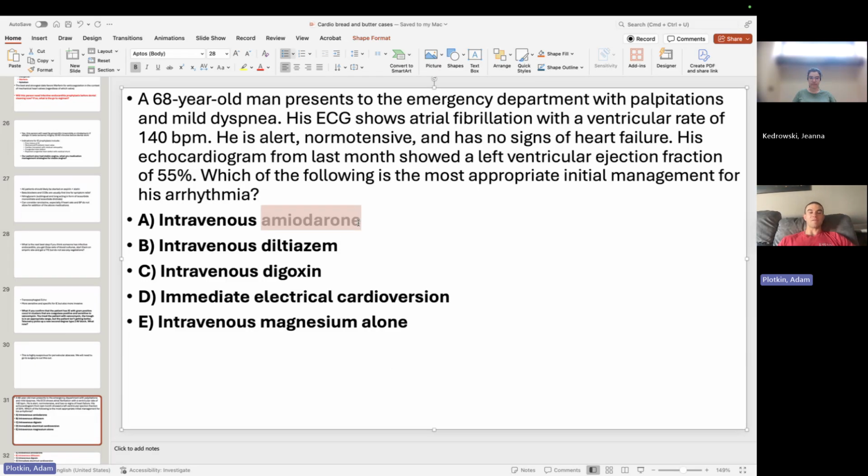Amiodarone, too many side effects for it to be first line. You already told me they're hemodynamically stable. Magnesium is used in torsades de pointes, which is a polymorphic ventricular tachycardia. It can help restabilize my ventricular rhythm, or my cardiac membrane, basically, to stop that from progressing to VFib and cardiac death.